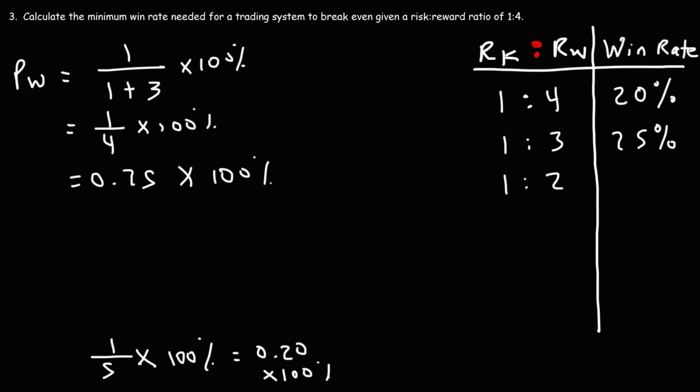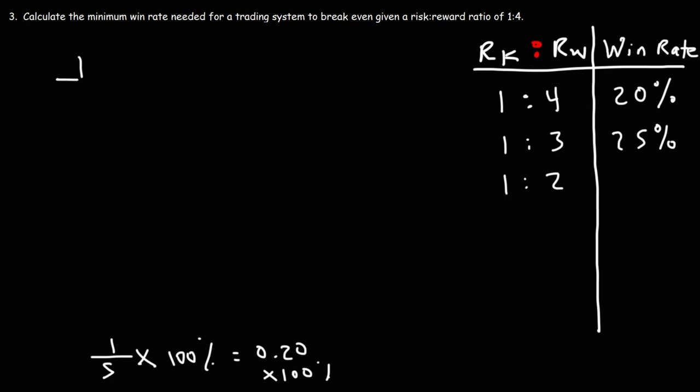Now what about a 1 to 2 risk-reward ratio? So all you've got to do is take 1 divided by 1 plus 2. So it's 1 over 3 times 100%. So the win rate needs to be 33.3% to break even. So if you want the trading system to be profitable, given a risk-reward ratio of 1 to 2, you need a win rate of something greater than 33%. So 34% would make the trading system profitable, or 33.4%. Anything above 33.3% will make it profitable.